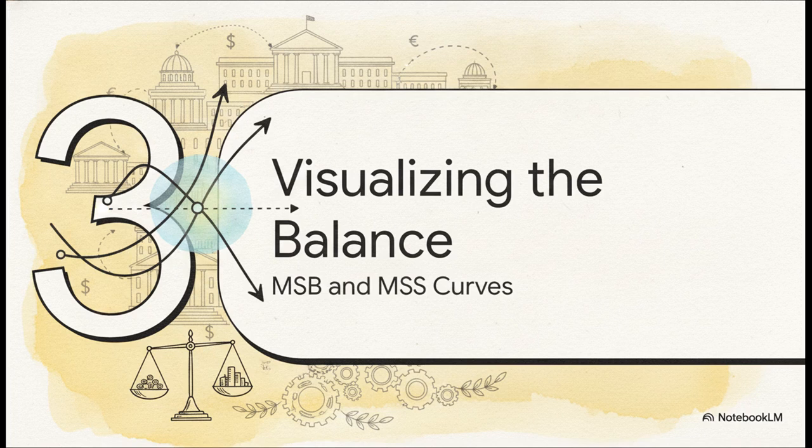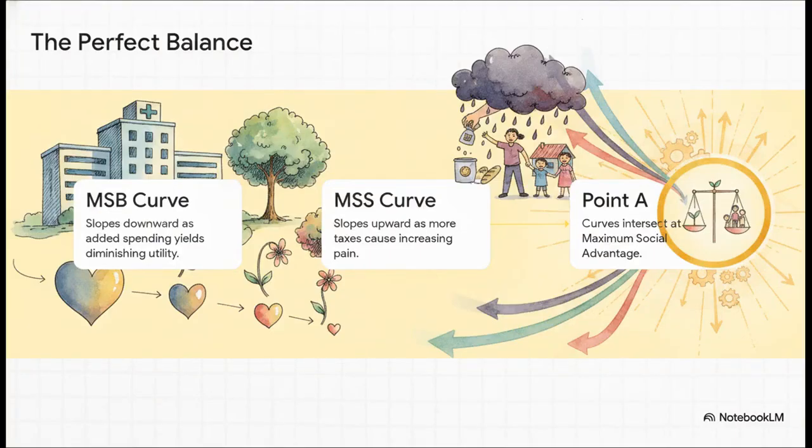Section 3. Visualizing the perfect balance. And this brilliantly illustrates the opposing forces at play perfectly on paper. First, you have the benefit curve sloping downwards. Why? Well, because of diminishing utility. The first million spent on a new hospital actively saves lives, right? But the 100th million spent on that exact same hospital, it probably only adds marginal aesthetic improvements. The benefit drops over time.